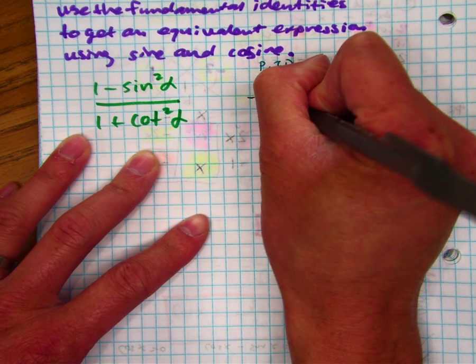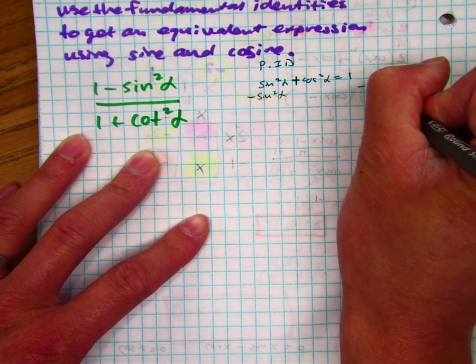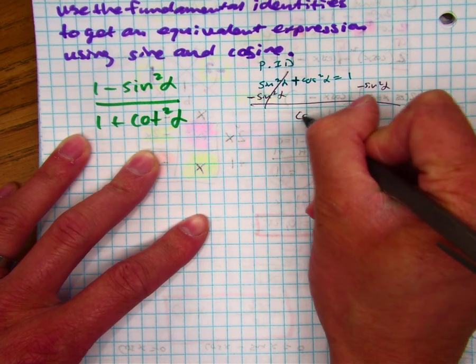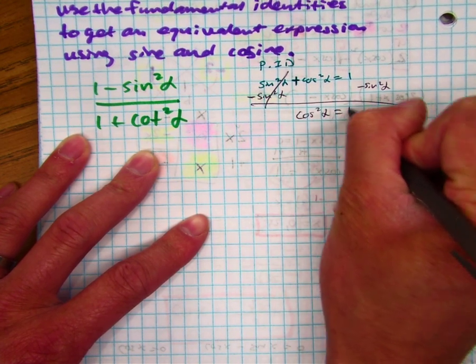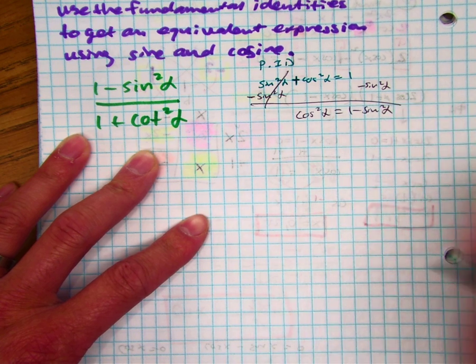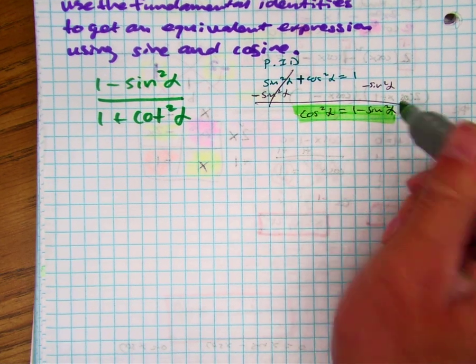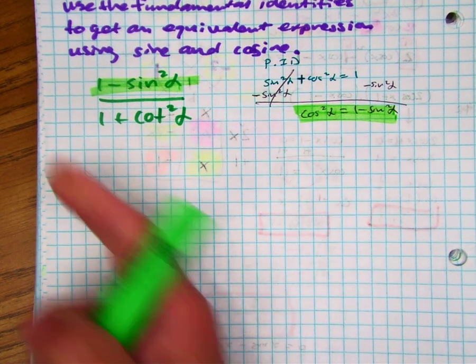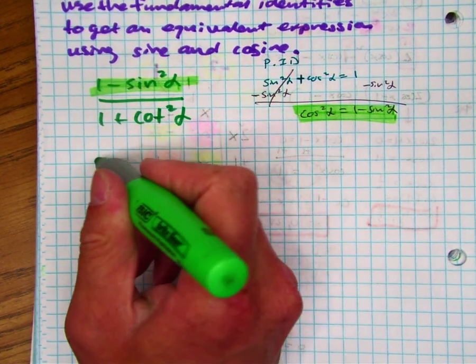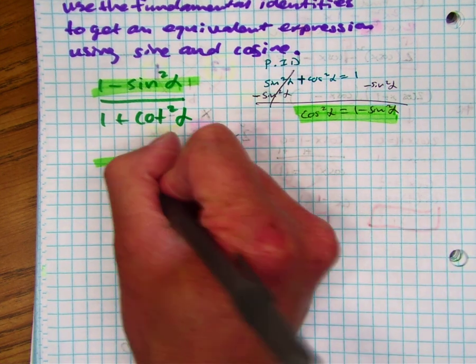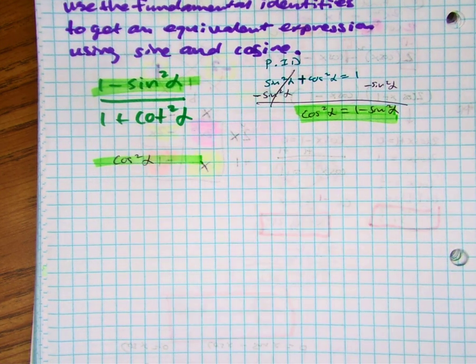Raise your hand if you did that. This cancels, and I'm left with cosine squared alpha equals 1 minus sine squared alpha. And there is my substitution. Instead of writing 1 minus sine squared alpha, what are we going to write, class? Cosine squared alpha. Okay.